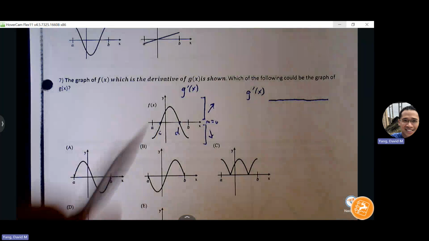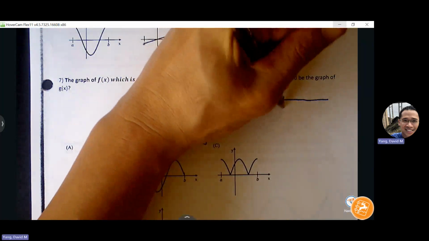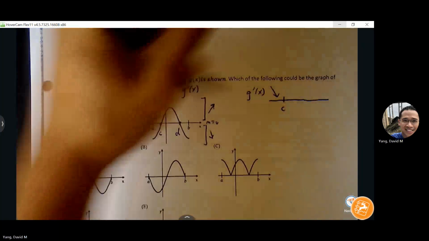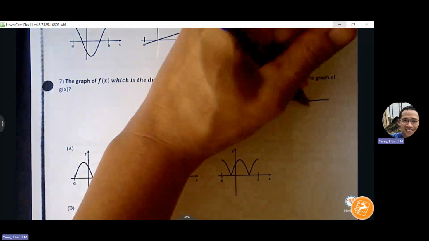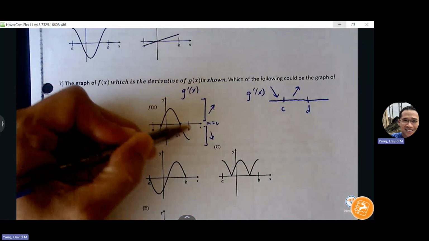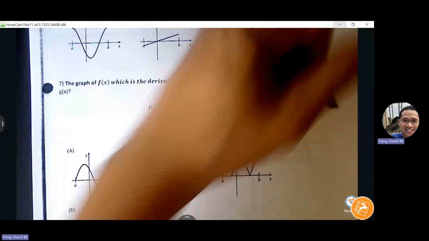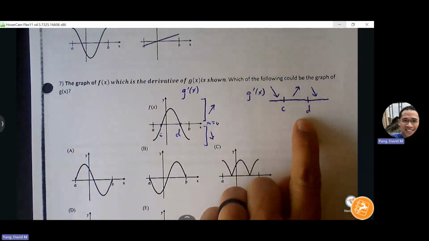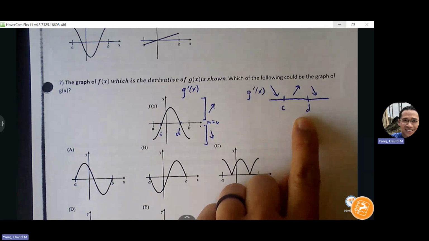So I know that to the left of C, the graph is going to be decreasing. Between C and D, my graph is going to be increasing. It's above the x-axis. And to the right of D is going to be below the x-axis, so decreasing. So I'm expecting relative min at C and relative max at D.